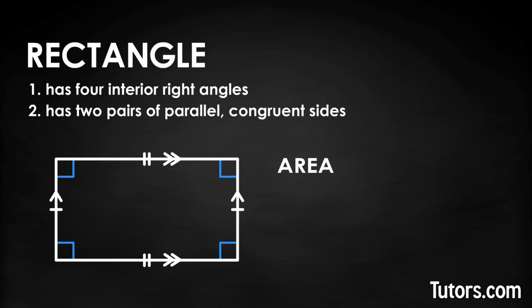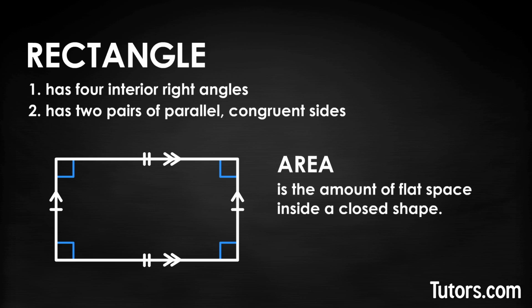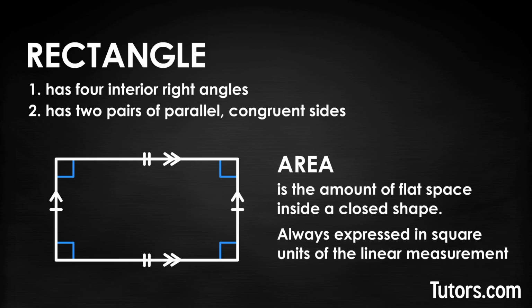What exactly is area? Area is the amount of flat space inside a closed shape. It is always expressed in square units of the linear measurement. So if a shape is 11 yards long and 7 yards wide, its area is expressed in square yards, even though the shape is not a square. Each time, you simply take the unit of linear measure and multiply it times itself. Square it. You do this because you are trying to understand how much closed space the shape contains. Area is never a linear measure.